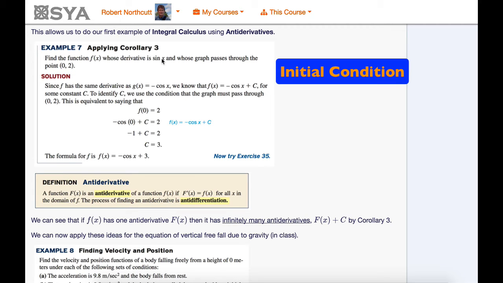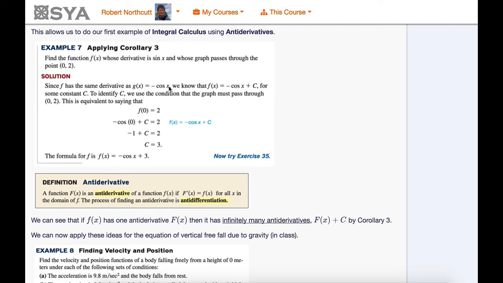So it's a little bit different from taking the derivative. When we take the antiderivative, and the antiderivative here would be negative cosine of x, we do not get a unique answer. We get, in this case, an answer plus a constant. And the constant could take on any value. And it would still be a function that has a derivative of sine of x. In order to get a unique answer, we have to add another piece of information. And in this case, it is the initial condition, the point (0, 2).